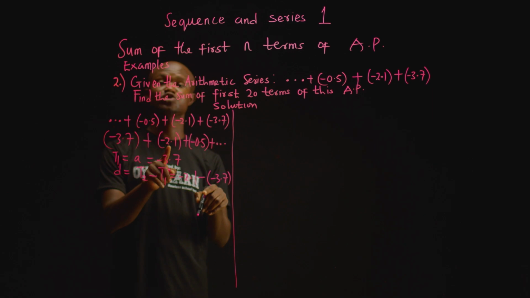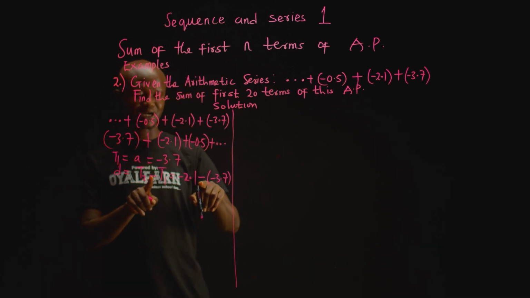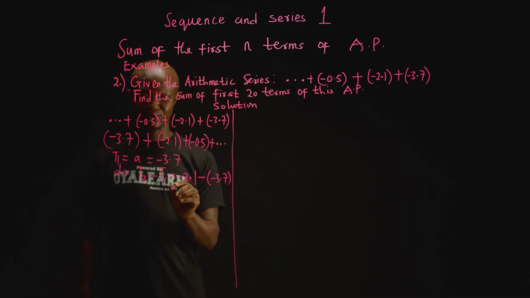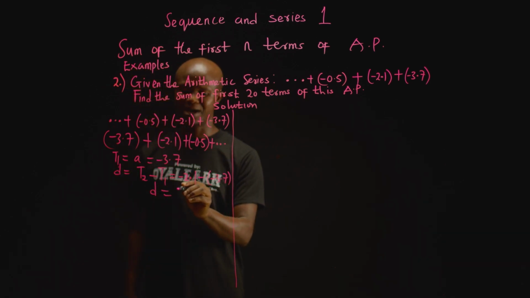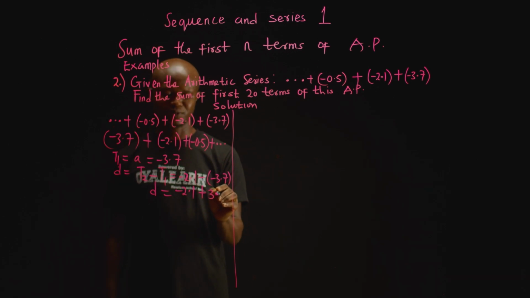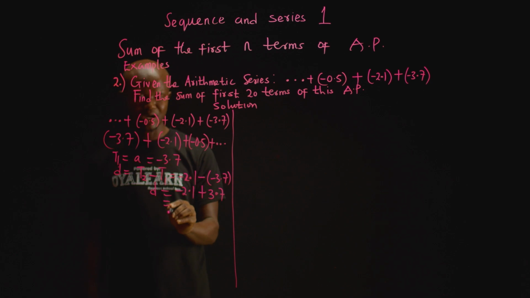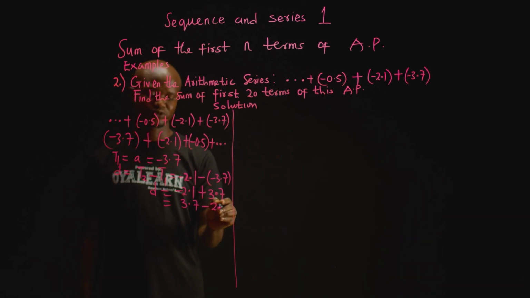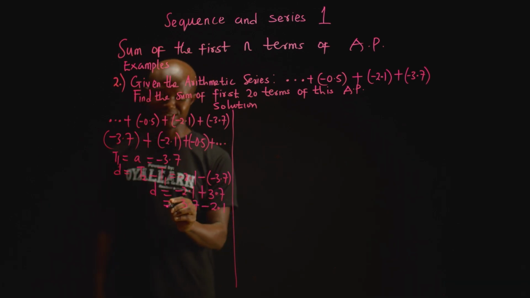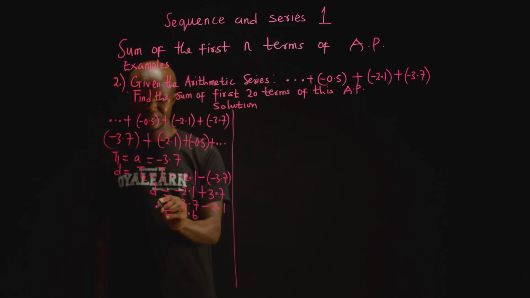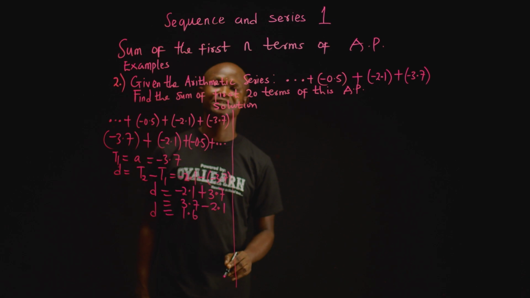You can see T2 is minus 2.1, and minus this minus that we have here. T1 is already carrying minus before. So this will give us D equals what? Minus 2.1, then minus times minus we have plus 3.7. So now this is minus 2.1 plus 3.7, so we have 3.7 minus 2.1, which will give us 1.6. And D equals 1.6.